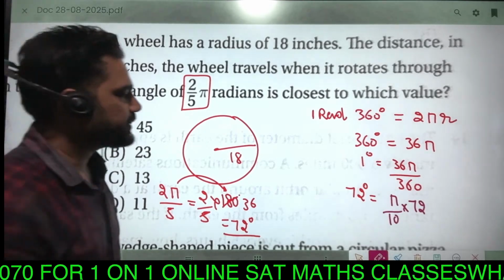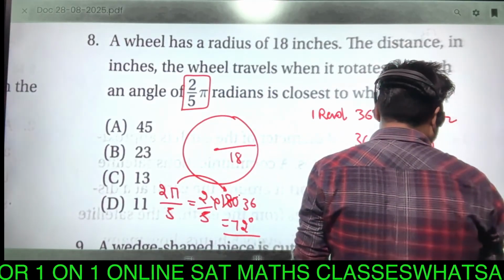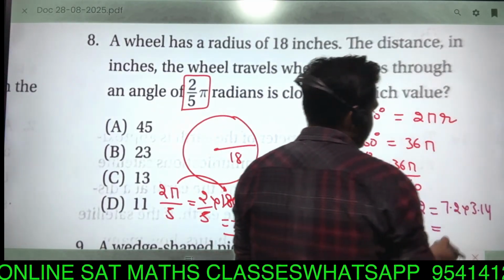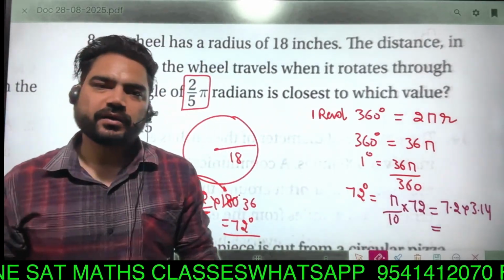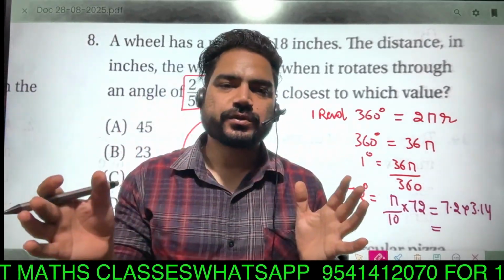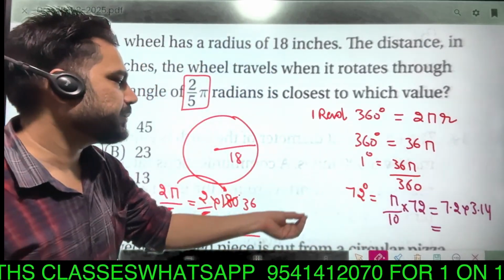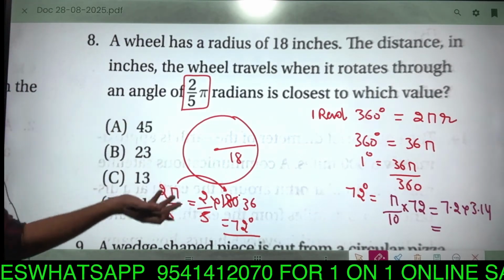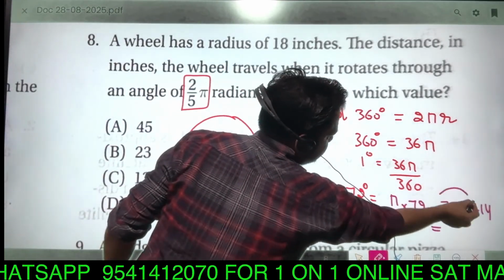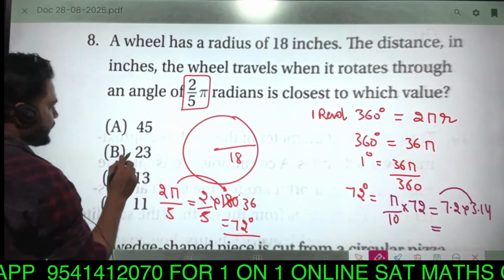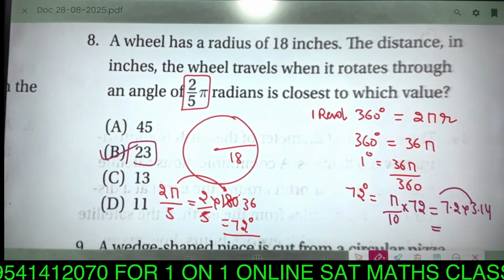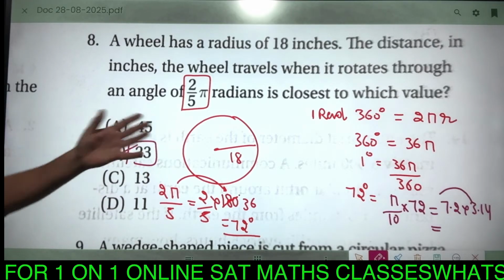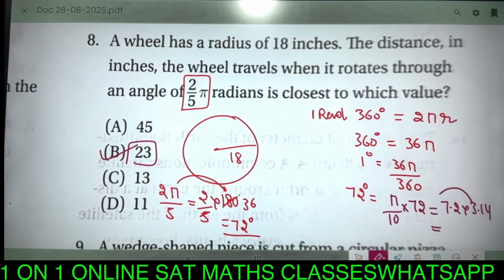And now what is the answer? The answer is 7.2 into 3.14. Now we can multiply this also, and in the SAT exam the calculator is allowed, so no need to multiply directly. Without calculating also, you can say 7 and 3 is 21, so it will be close to 23. So answer will be 23. Or you can do it by calculation also. So this is the question.